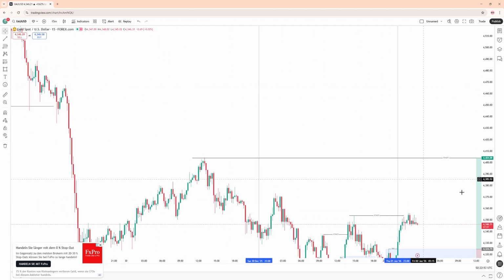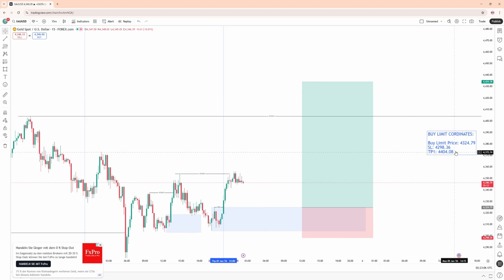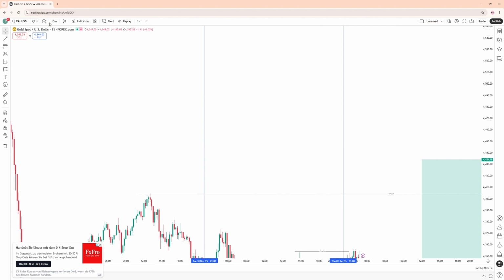We can actually hold it till here. So our TP2, we can hold it till that place, to give us a 4.14 RR. Then TP2 can actually be 4,434.18.